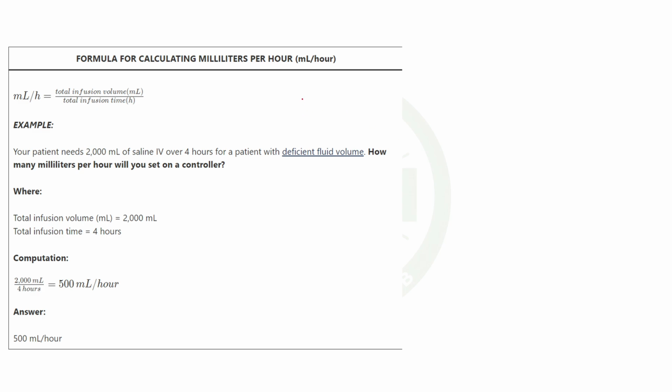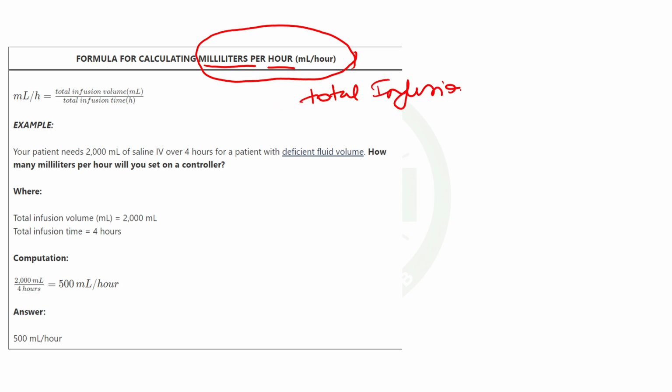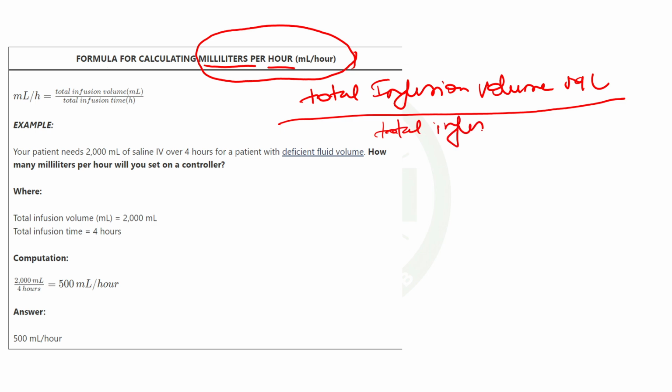Next we will learn the formula for calculating milliliters per hour. What is the formula? Total infusion volume in ml divided by total infusion time in hours. Here the top is in ml and the bottom is in hours.